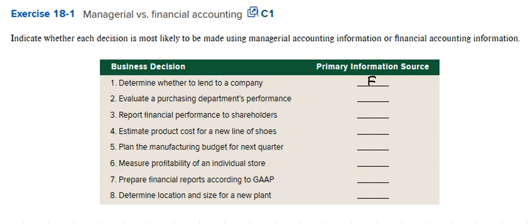Number 2, evaluate a purchasing department's performance. Okay, so this one is going to be managerial accounting information that needs to be used in order to make this decision. As an outside party, I wouldn't be able to know how the purchasing department is performing. I'm only privy to that information if I'm inside the business, or internally in the business. So that's why this is managerial accounting.